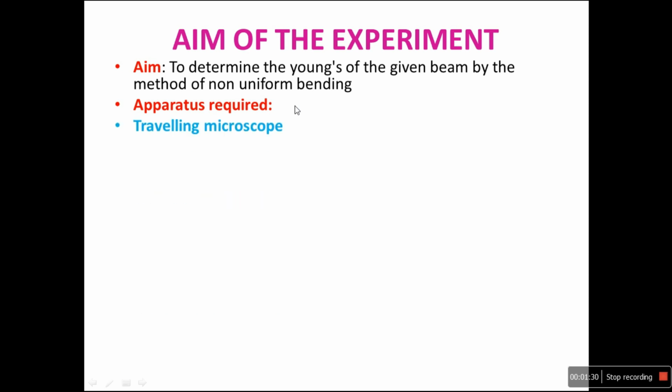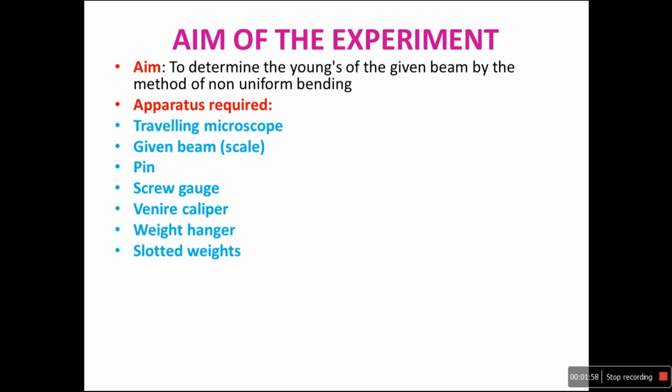These are all the apparatus we need. First, a travelling microscope. Using the travelling microscope we are going to measure the depression produced in the scale. And the given beam; here we take the scale as the beam, and one small pin, a screw gauge to measure the thickness of the scale, and a vernier caliper to measure the breadth of the scale, weight hangers and slotted weights, thread and wax. So these things we need to do the experiment.